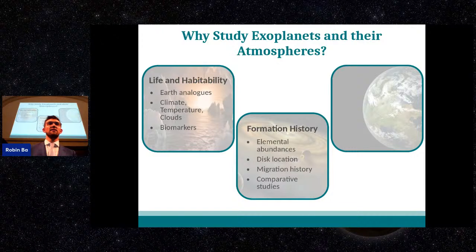The second reason is to be able to say something about the formation history of planets. Because, as I mentioned, these ratios that we can find, the heavy element to light element ratio or the carbon to oxygen ratio, these actually correspond to the position where the planet was formed in the protoplanetary disk, far away or close to the star. And thus, it tells us something about the formation process of these planets.